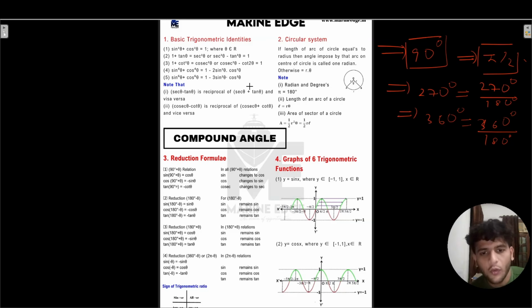So these are the reduction formulae. See, reduction formulae are very important for the sake of IMUCET, because many a time they ask you questions from these properties directly. That is, sine of 90 plus theta is equal to cos theta. Cos of 90 plus theta is equal to minus sine theta. Tan of 90 plus theta is equal to minus cot theta. For this, I can help you understand with a single rule.